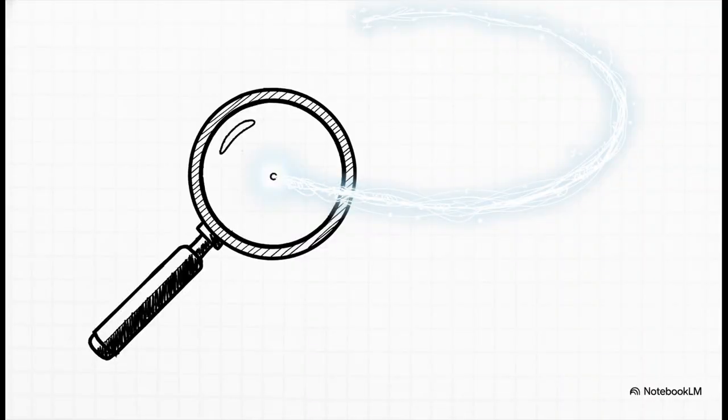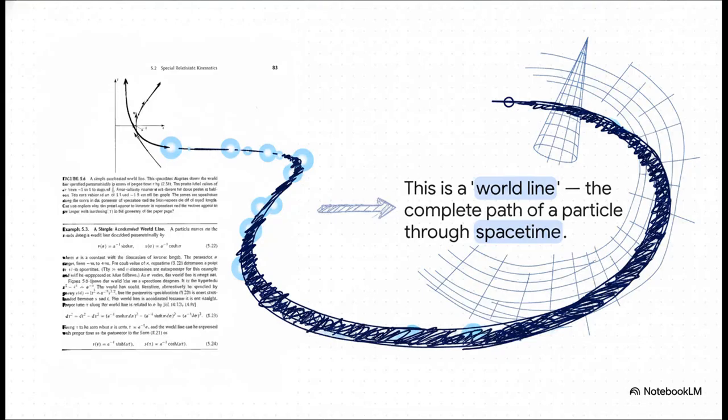Okay, so we've got our new upgraded tool. Let's take it for a spin. We can start by completely rethinking something as basic as motion itself. Using this four-dimensional thinking, we can now map a particle's entire history through spacetime. And this path has a really cool name, a world line. Seriously, think of it like the particle's full biography. Every single place it's ever been, at every single moment in time, all traced out as one continuous line.